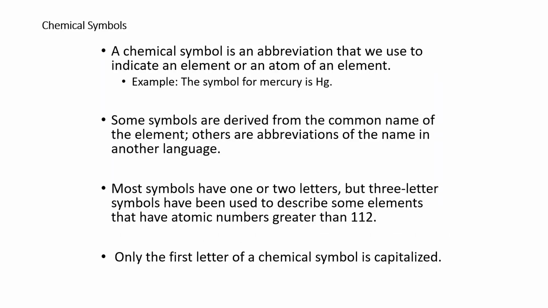A chemical symbol is an abbreviation that we use to indicate the element or an atom of that element. For example, the symbol for mercury is Hg. Some symbols are derived from the common name of the element, others are abbreviations of the name in another language. Most symbols have 1 or 2 letters, but 3-letter symbols have been used to describe some elements that have atomic numbers greater than 112. Only the first letter of a chemical symbol is capitalized.